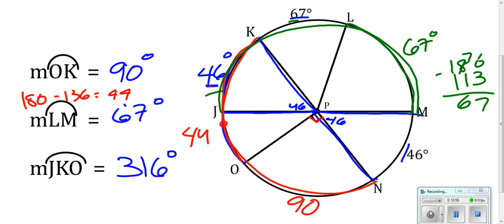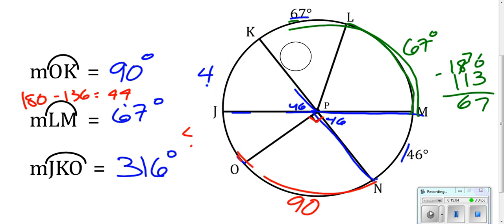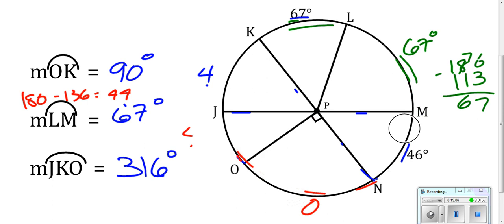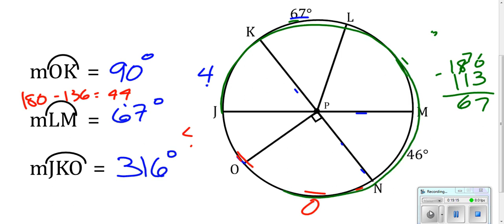Okay. And then JKO, let me erase some things so I can tell where I'm looking. JKO goes from J up to K all the way through to, oh, it's everything except this piece. Well, we already figured out that piece, now of course I've gone and erased it. We said that that one was, shoot, 44. So in order to find everything else, I'm going to do 360 minus 44, and I get 316. That's how I got it.